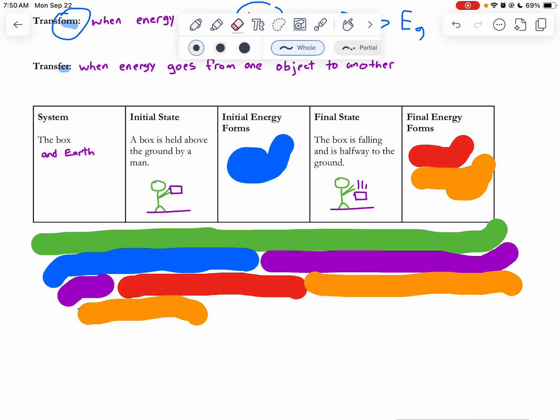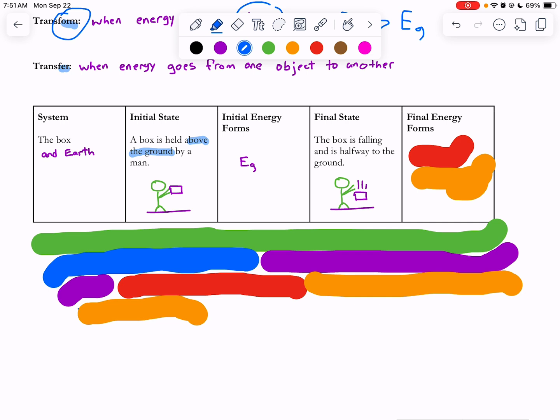So in our initial state, the only energy that matters is what the box has. Because we're holding the box above the ground, that means there is gravitational potential energy. If you want to write a note that we have gravitational potential energy because it's above the ground, you could do that. You could also just circle it or highlight it over here. It is above the ground. Now in the final state, it is falling. It's in the process of falling, so it hasn't reached the ground yet.